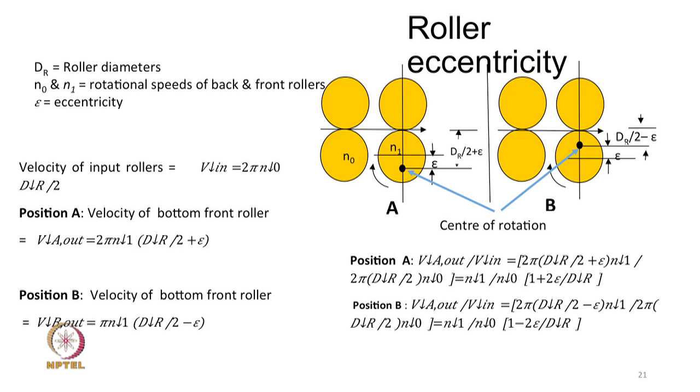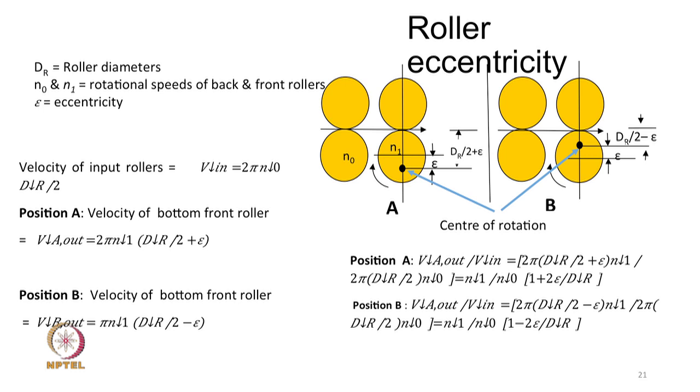pi n 1 dr by 2 minus epsilon. So, in any other location the surface speed is going to be in between these two extreme limits. So, n 0 is the rotational speed of the input roller, n 1 is rotational speed of the output roller. Now, in these two locations, what is going to be the ratio of the surface speed?